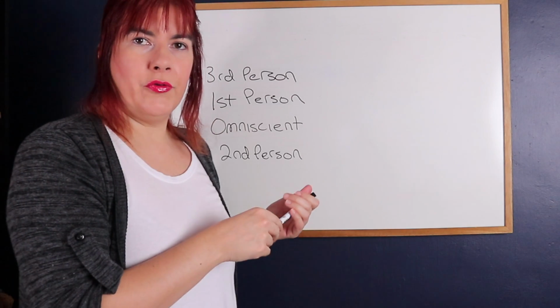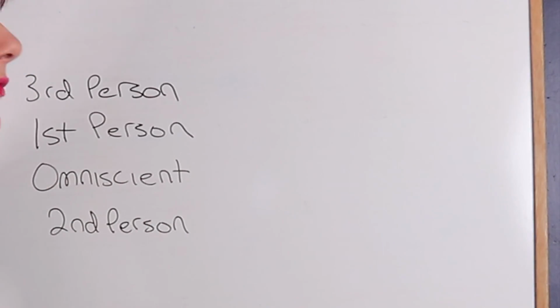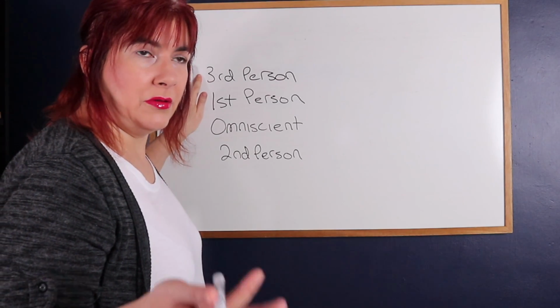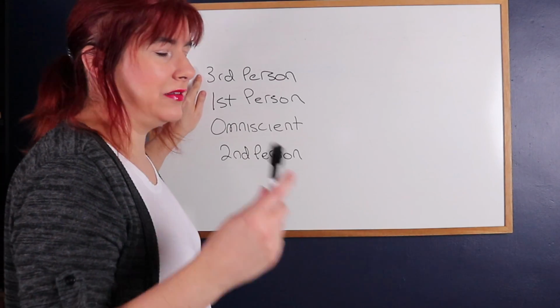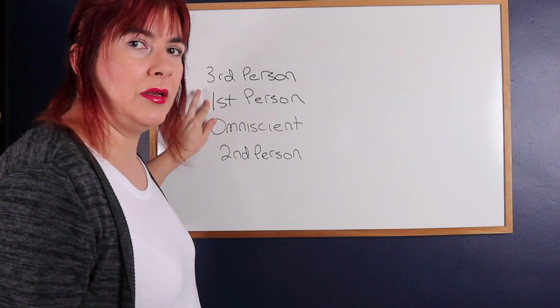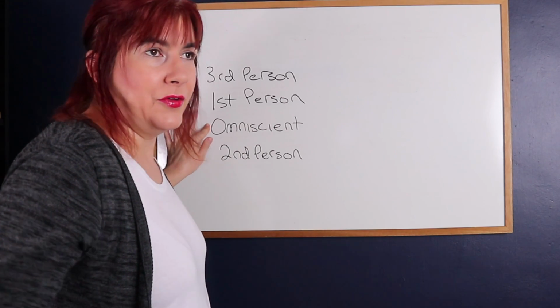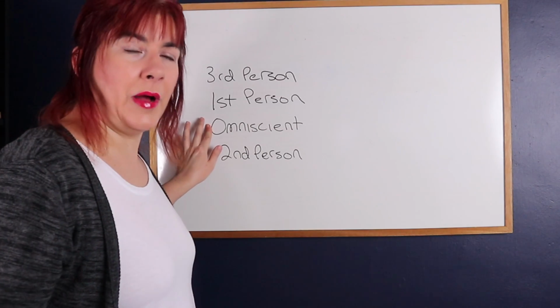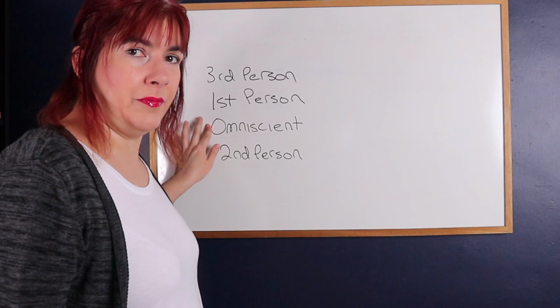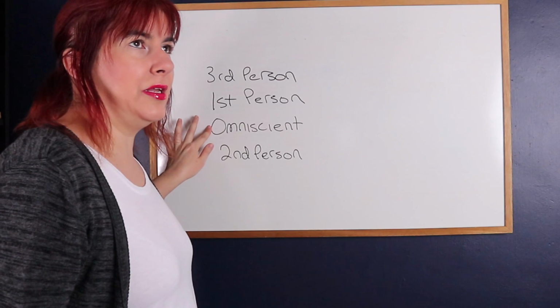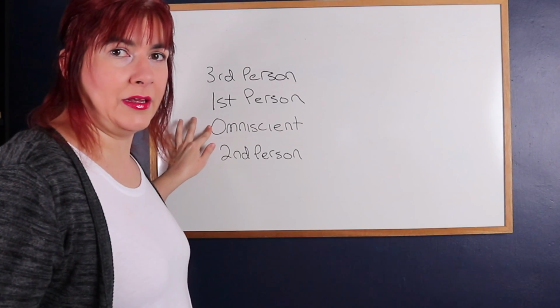So in order of popularity, we have third person, first person, omniscient, and second person. Third person, we've all read books in third person. He did this, she did this. First person is also quite common. Omniscient was extremely popular back 50, 60 years ago. It's still popular today. I mean, there's a reason why most of these books are classics now, but it's just not as common in terms of modern writing.